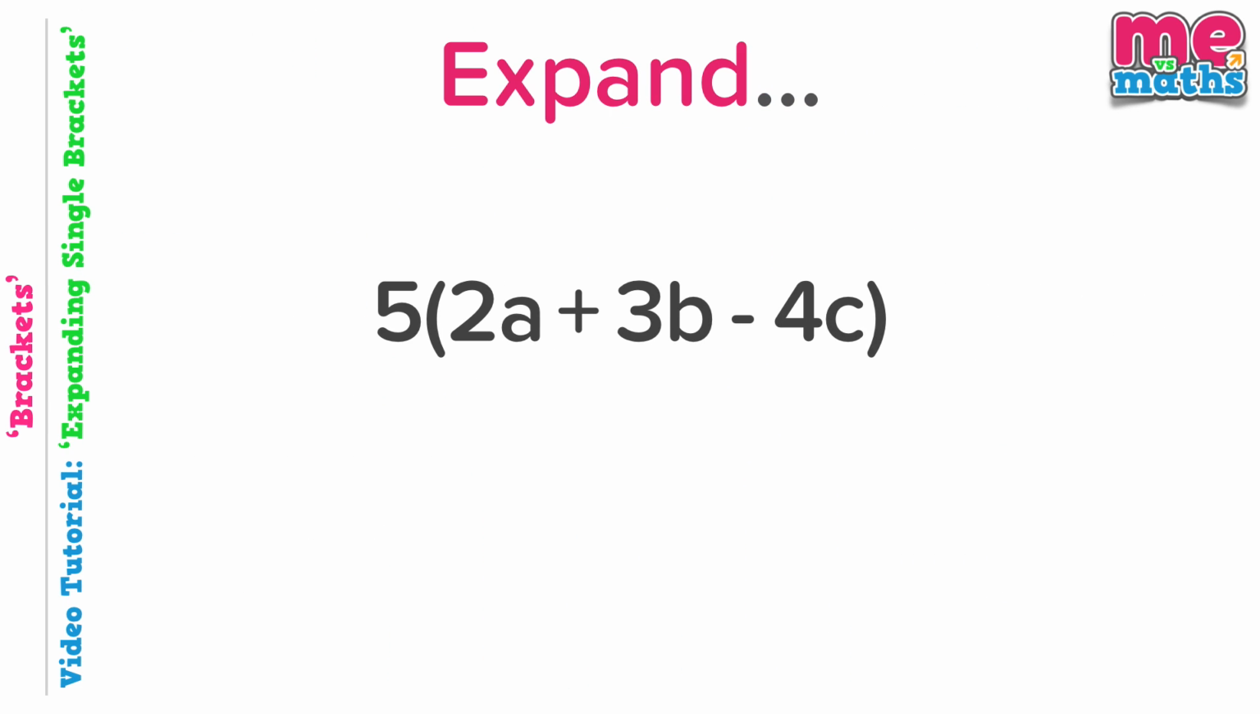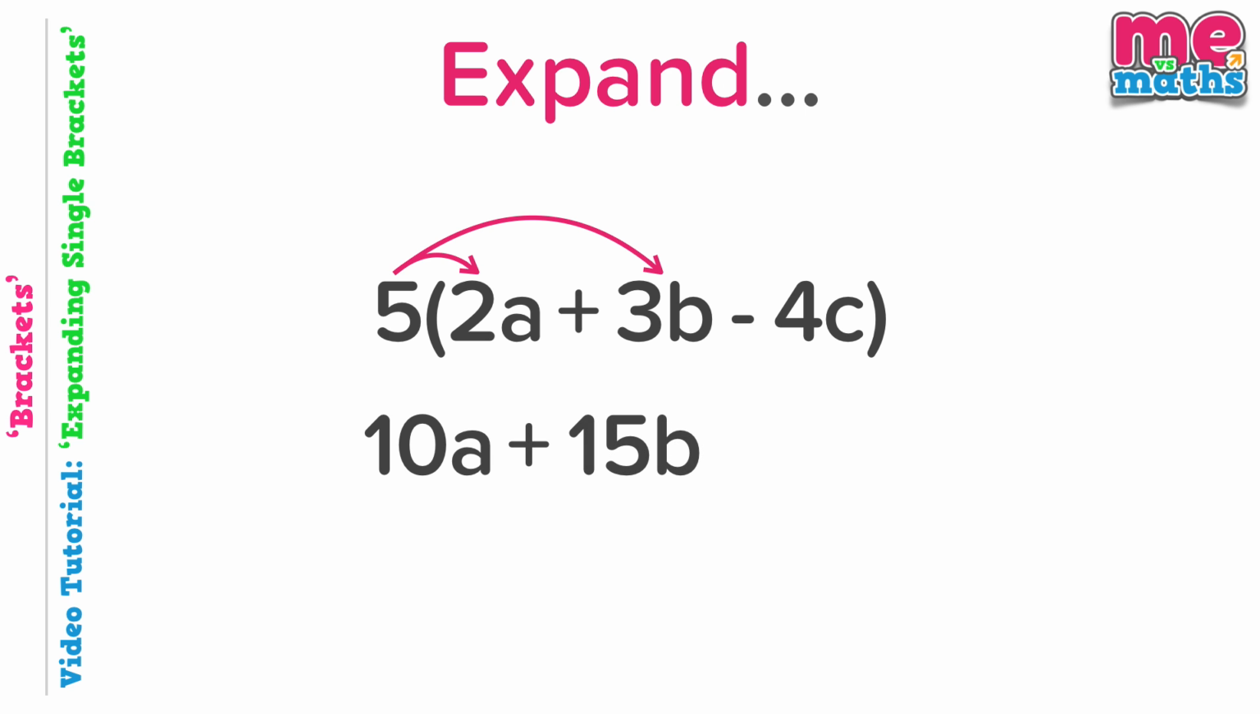A slightly different form again because now we have 3 parts to the expression inside the bracket, which means we're going to have 3 branches. We're going to do 3 bits of multiplication. Firstly, 5 times 2a is 10a. 5 times 3b is 15b, which is positive, so plus 15b. And finally, positive 5 multiplied by negative 4c. A positive times a negative is negative, and 5 times 4c is 20c, so minus 20c at the end of this expression.